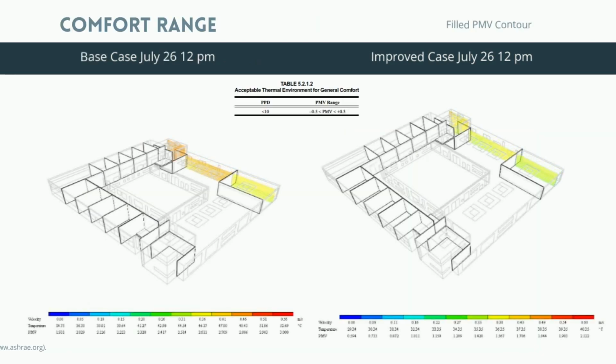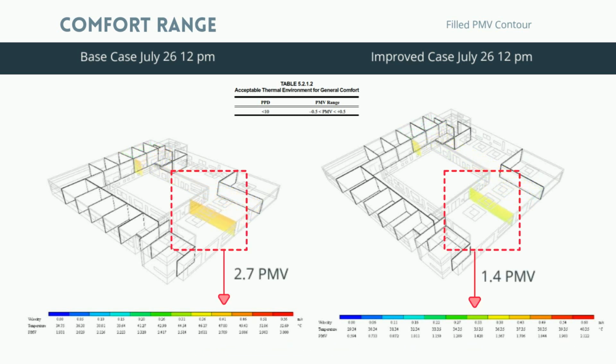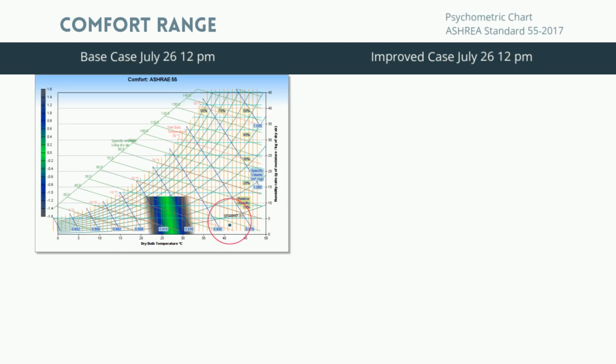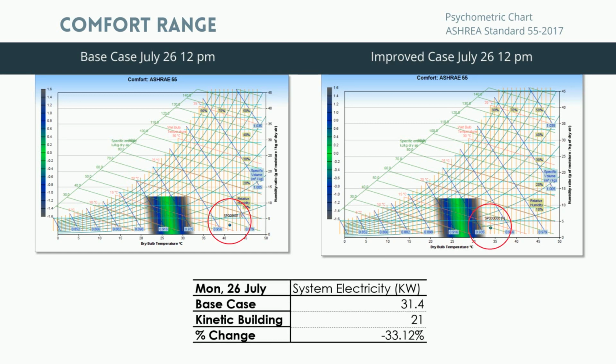For our comfort range analysis, we achieved lower predicted mean vote score in the highlighted area of the improved case. The number is closer to the zero compared to the base case. A comparison of the psychometric chart of both cases showed that the improved case is in closer proximity to the ideal range of comfort adapted by ASHRAE.